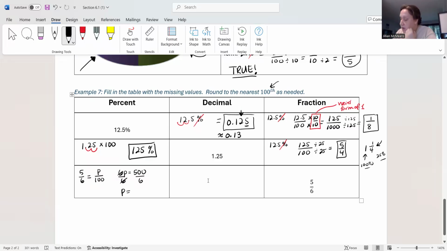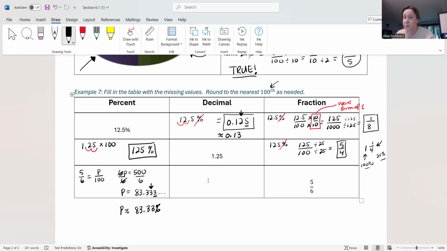So what our calculator gave us was 83.333 repeating. Okay, well, the directions here say round to the nearest hundredth, which would be this second 3 after the decimal point. To the right of that, we have a 3, which tells me to round down. So we would say this is approximately 83.33%.